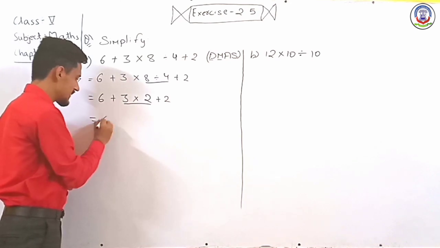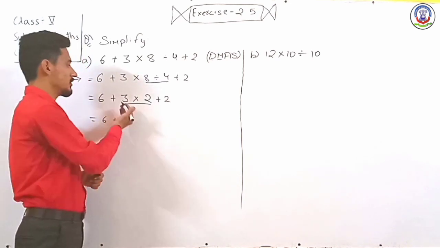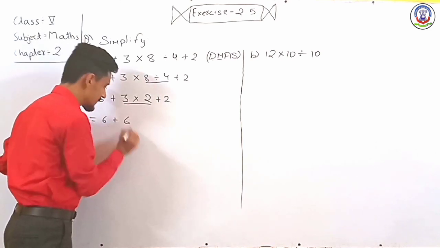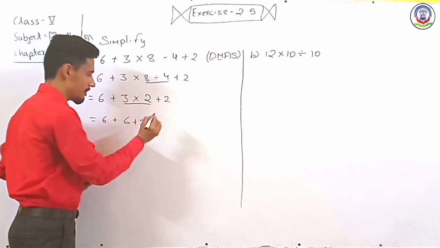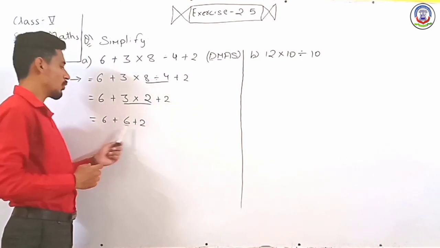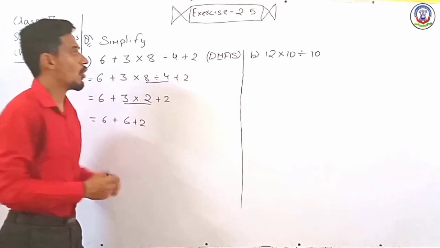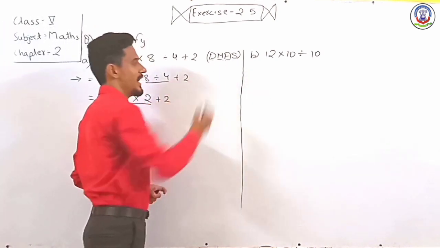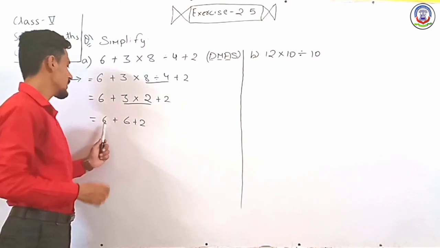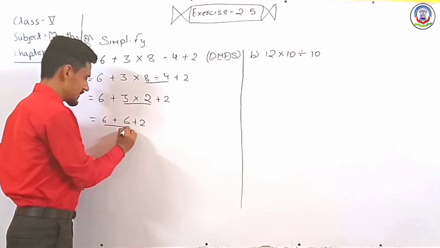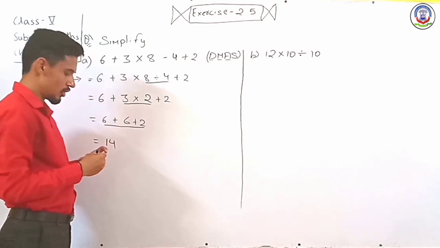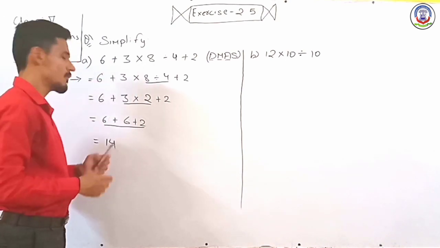So 6 as it is, plus as it is. 3 multiply 2 मतलब 3, 2 times. So it is 6 and plus 2 remain same. Next we have 6 plus 6 plus 2. Now both are addition and our next order of solving is addition. So now we have to add these numbers. So 6 plus 6 plus 2 is 14. So our solution for this simplification is 14.